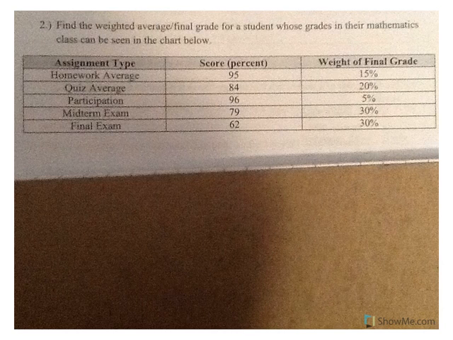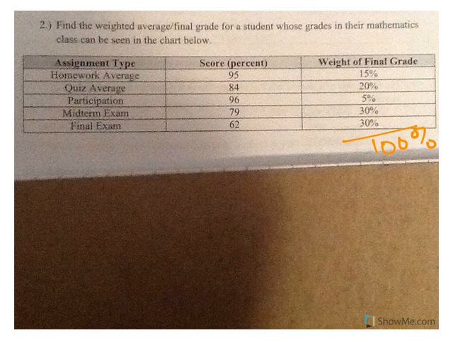Find the weighted average. So we've got homework, quizzes, participation, midterm, and final. And you can see the weights. Now the weights should always add up to 100%. If they don't, something's wrong. But for our case, they will. And so we simply have to multiply.